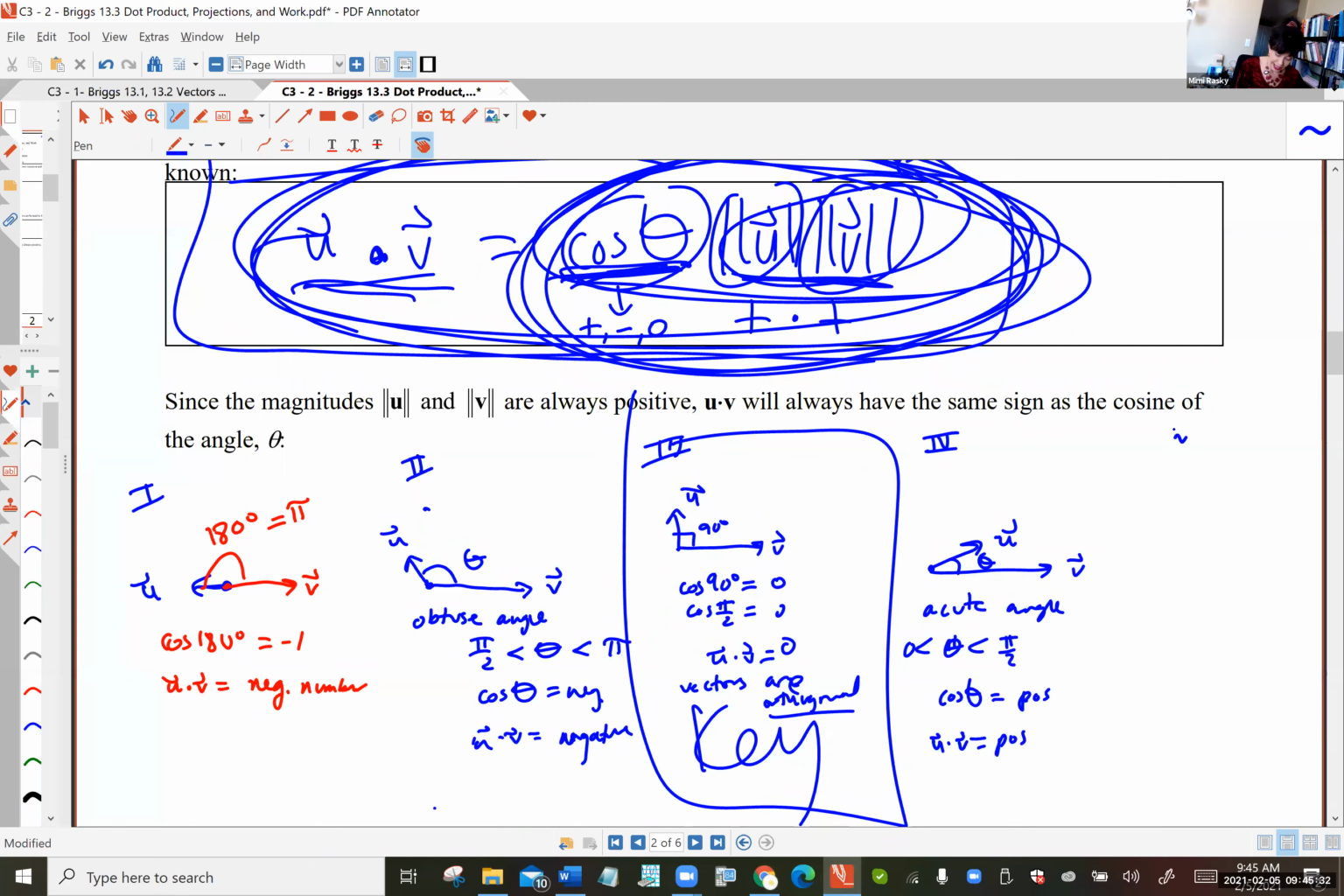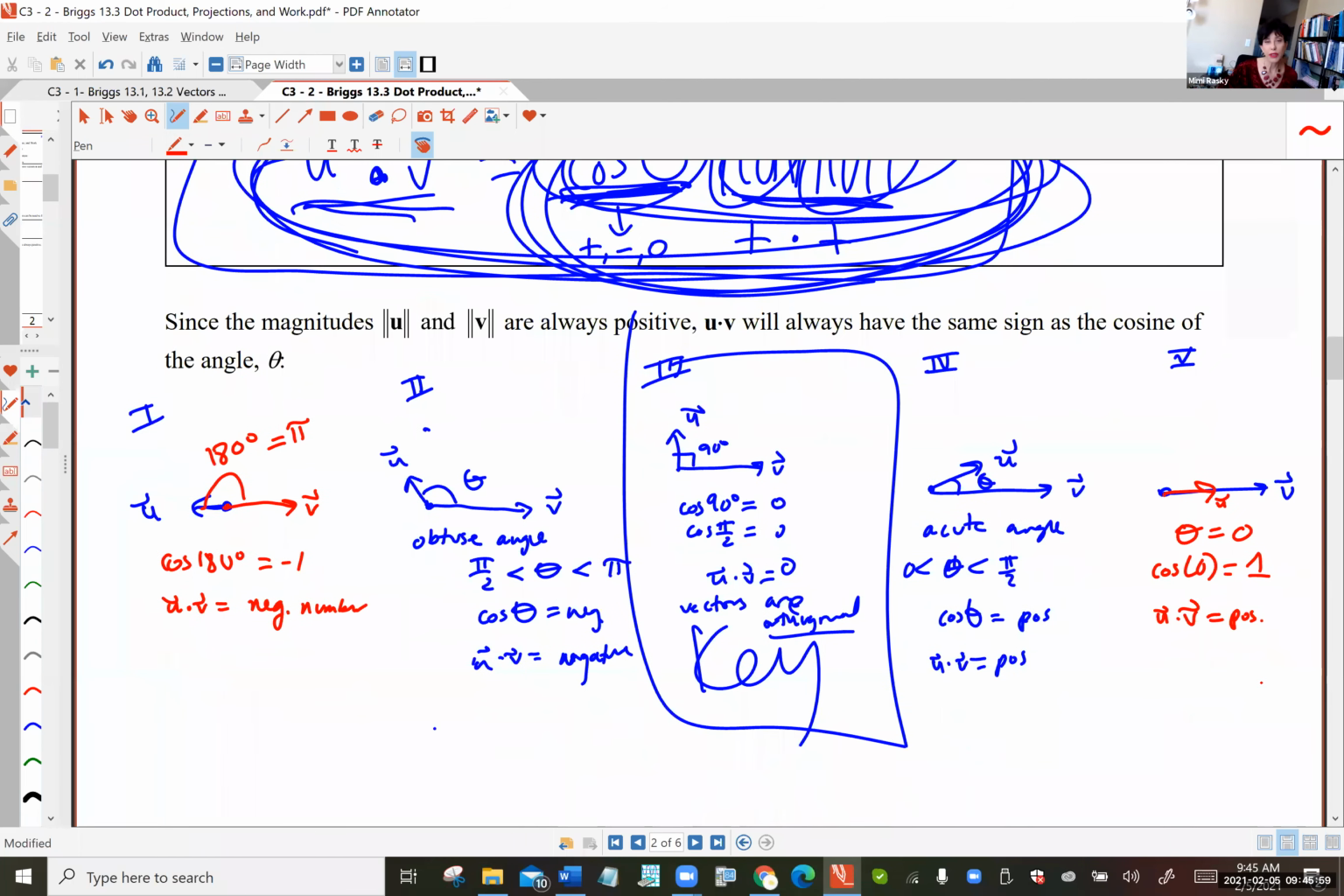And finally, the last case, case 5, what if U and V are both pointing in the same exact direction? Like this. So they're kind of like that. So the angle is 0. What's cos of 0 equal to? 1. So that would mean the dot product of two vectors who are pointing in the same direction is going to be some positive number. That's all. So we're done with all the possibilities.